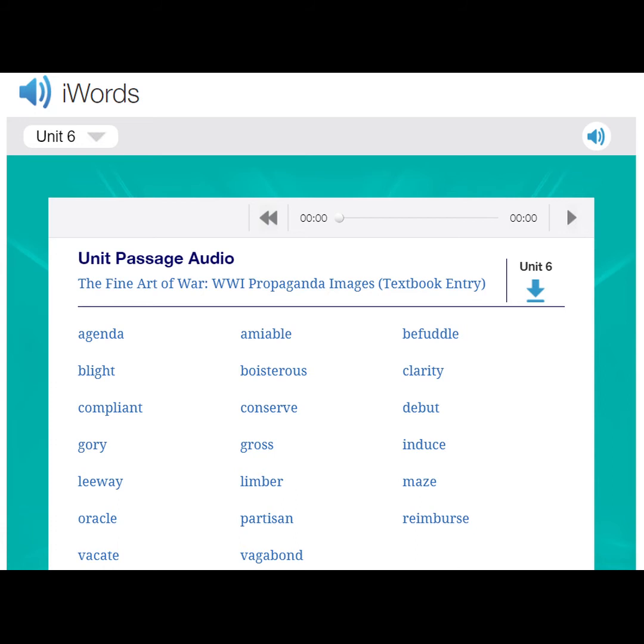Induce. Induce is a verb meaning to cause or to persuade. Exposure to dust and pollen may induce an allergic reaction in some people. And a clever advertising campaign may induce you to buy something you don't really need. Now let's hear you say induce. Try the word again.